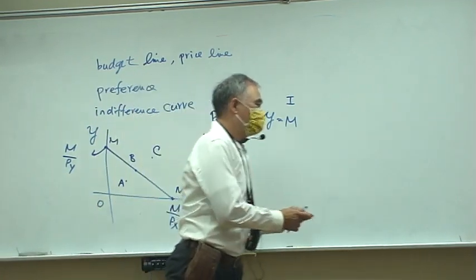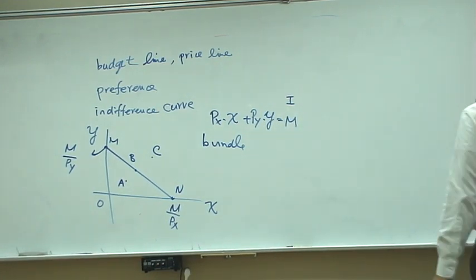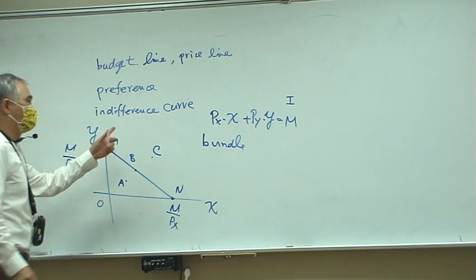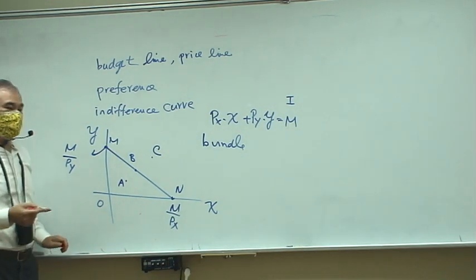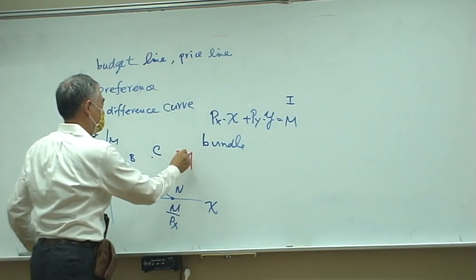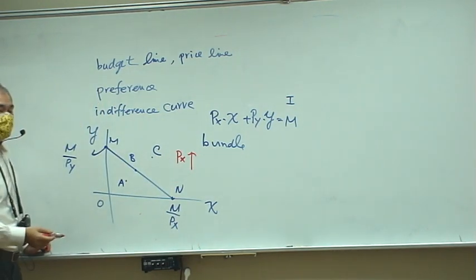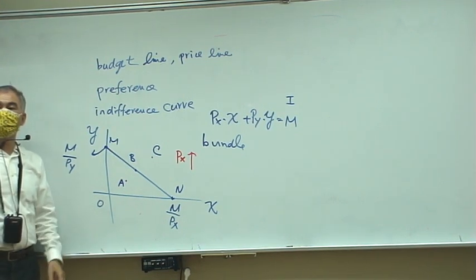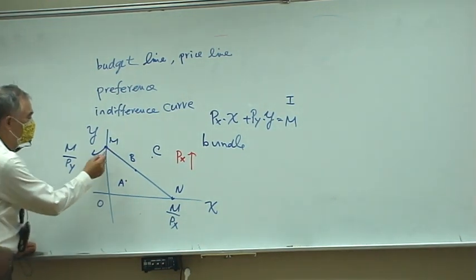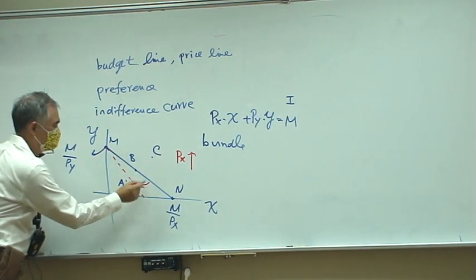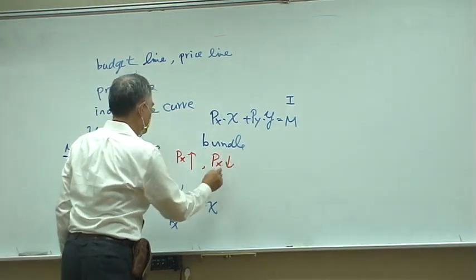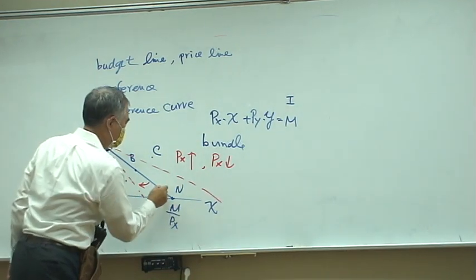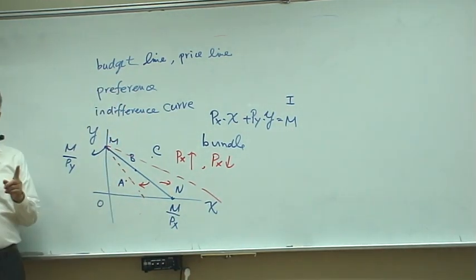Now we're going to see how this line changes and why it is called the price line. Actually, there is only one tip, and listen carefully. Let us say the price of X increases. What happened? Can you buy more X or less? You buy less, right? But suppose PX goes down, what happened? You can buy more of X.